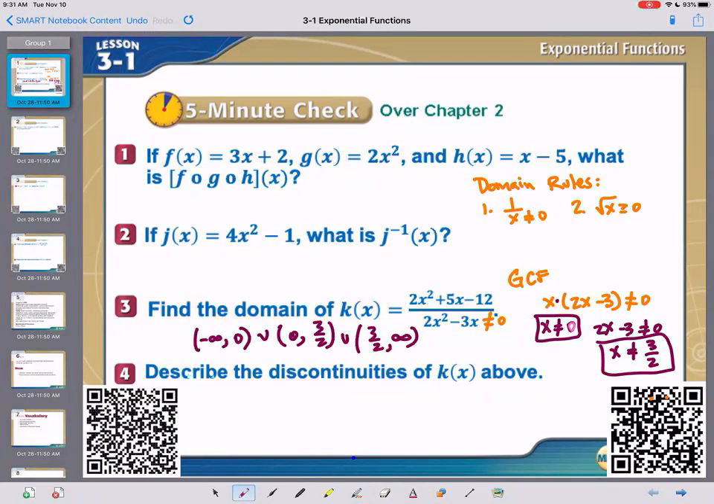Hang on, my appraiser is calling. Let me pause. Okay, any questions on number 3 here?